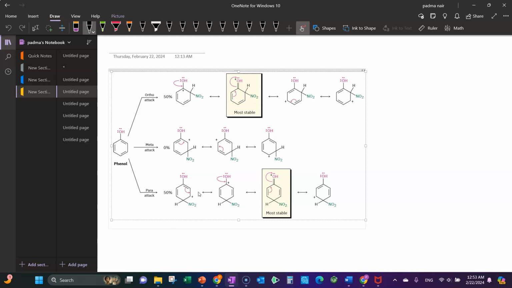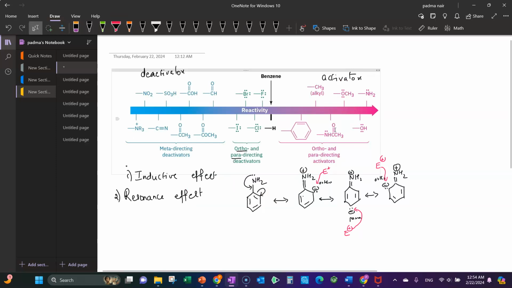So this also adds to the fact that groups like OH or NH2 or ethers, aryls and alkyls, they are ortho and para directors because they activate the ring by resonance effect.